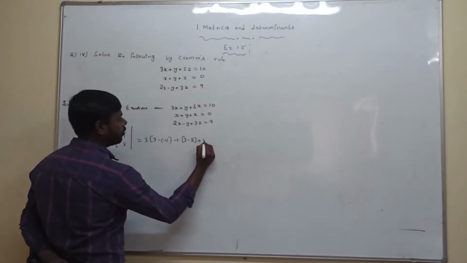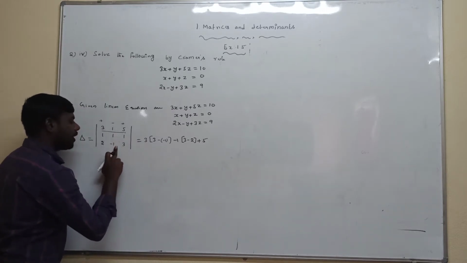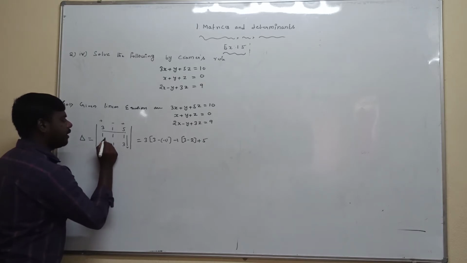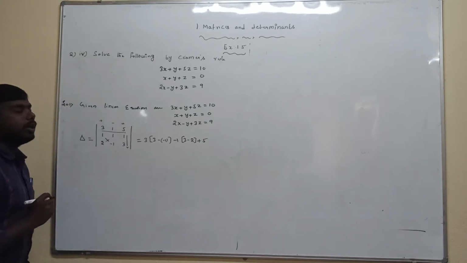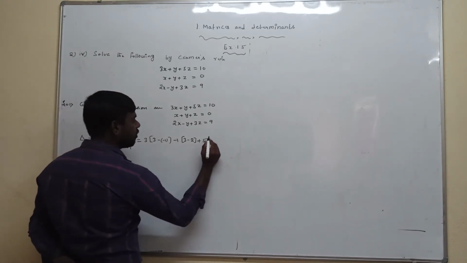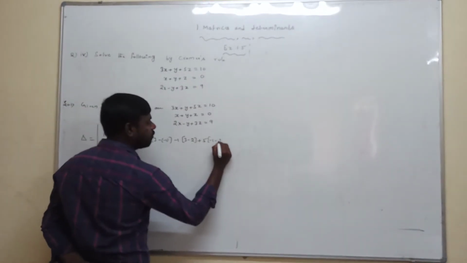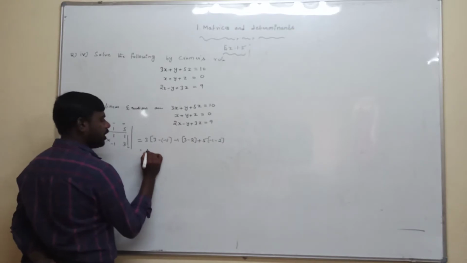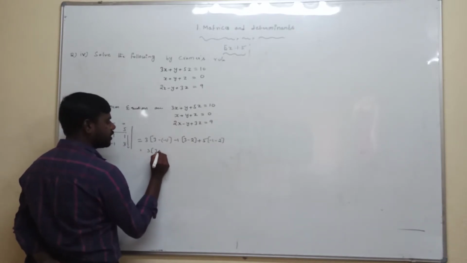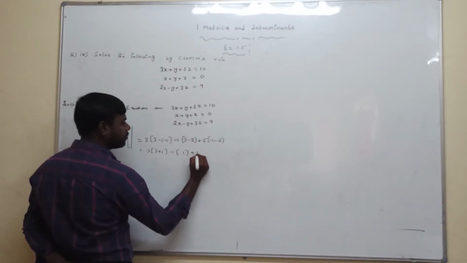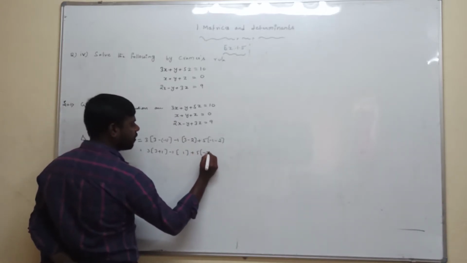Next plus 5. Plus 5 is present in the first row, third column, which are eliminated. Cross multiply the left of the elements. 1 into minus 1, that is minus 1. Minus 2 into 1 is 2. Simplify this one. 3 into 3 minus 1, plus 1. 3 minus 2, that value is 1. Plus 5 into minus 1 minus 2, that value is minus 3.